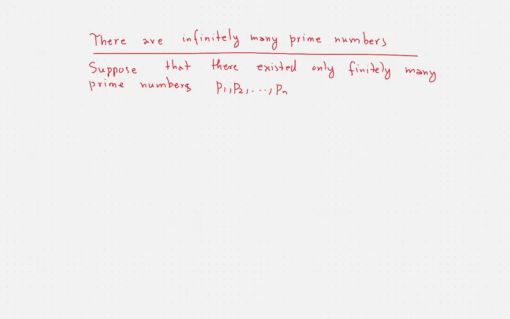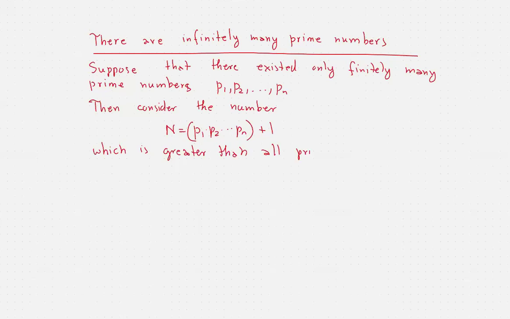Then consider the number N equals P1 times P2 times up to Pn, plus 1, which has two obvious properties because of its definition, which is greater than all prime numbers and is not divisible by any prime.